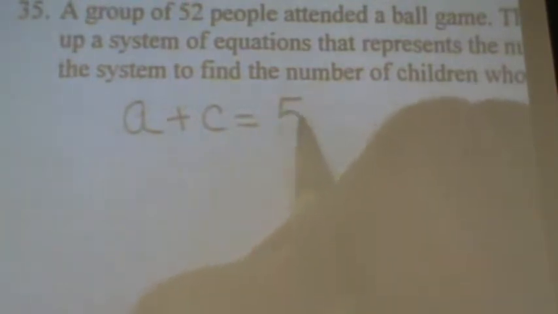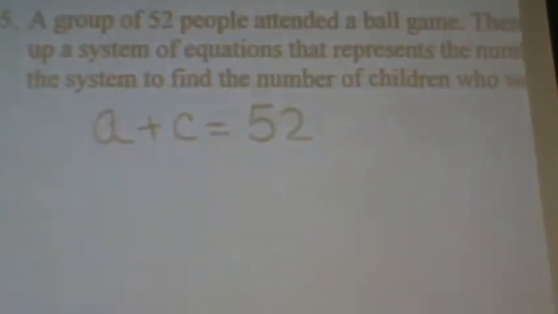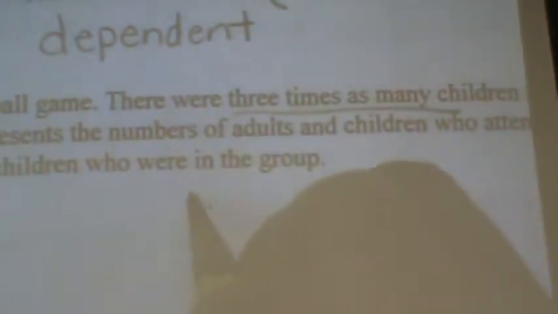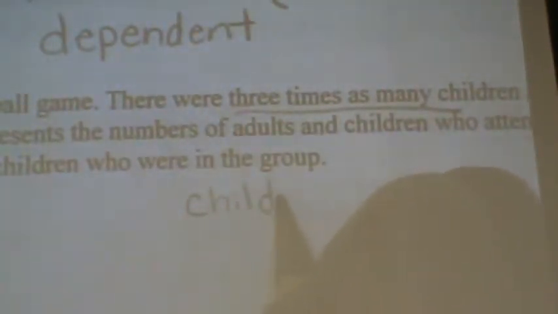Okay, next, you have 52 people attending a ball game. We have children and adults, okay? So we're talking about adults and children, we have 52, so what's one of our equations? A plus C equals 52. Now, it says we have 3 times as many children. So here's the children. And here's the adults.